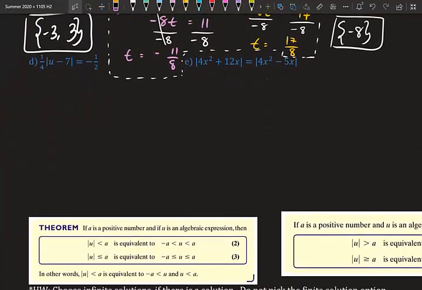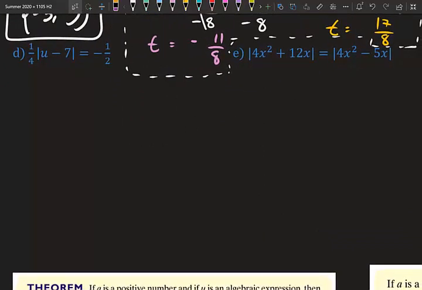Alrighty, part D. So we do have a variable inside the absolute value. That means we need to isolate the absolute value. So we need to get rid of the fraction. To get rid of the fraction, I'm going to multiply by the reciprocal. So I'm going to multiply everything by 4 over 1. We should know that that just cancels out that fraction. So we're left with the absolute value of u minus 7 equals negative 1/2 times 4 over 1. So what's half of 4? 2. So negative 2. Alright, so now we're left with the absolute value of u minus 7 equals negative 2.